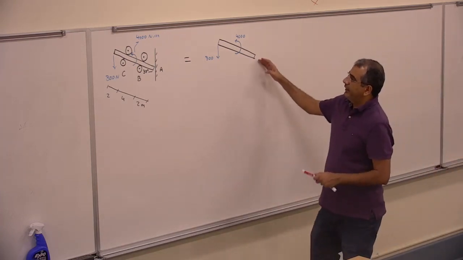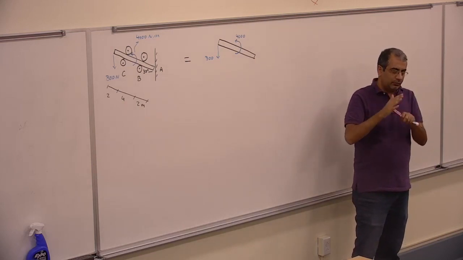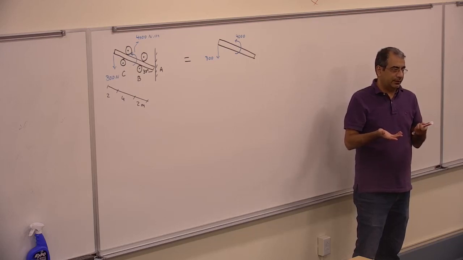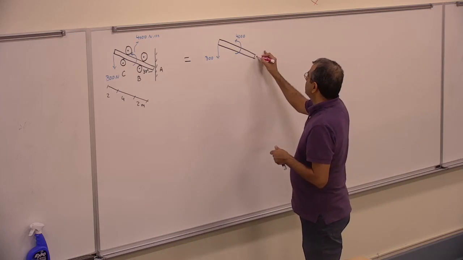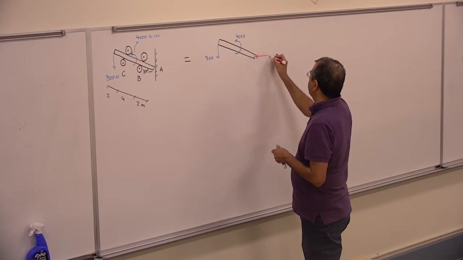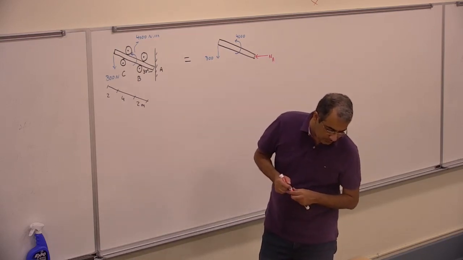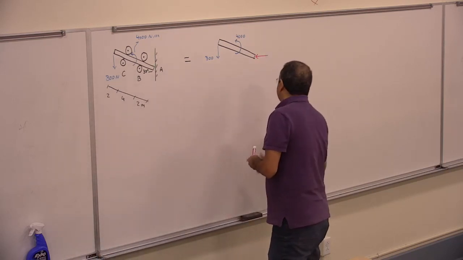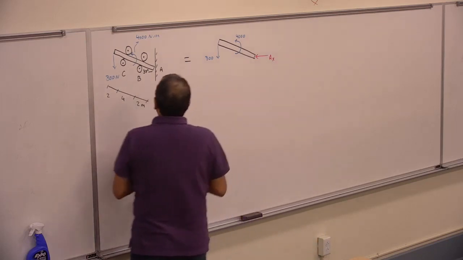So let's start with the A. A is just the contact. The contact is always normal to the surface, right? So what's going to be here is N at A, or we can call it Ax, or let's see what the book calls it. So it's called Ax. But it's going to be the contact, so it's going to be normal. What about the point B?